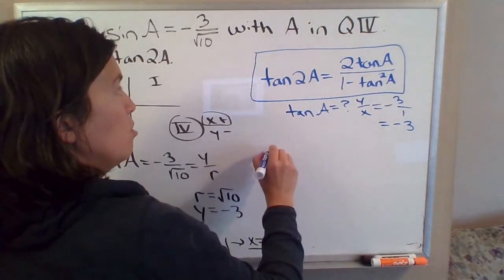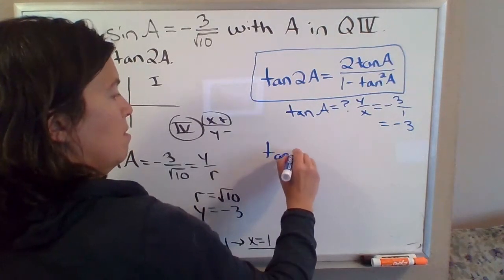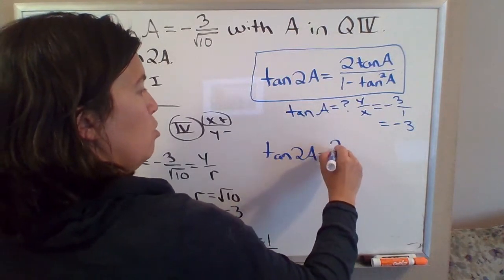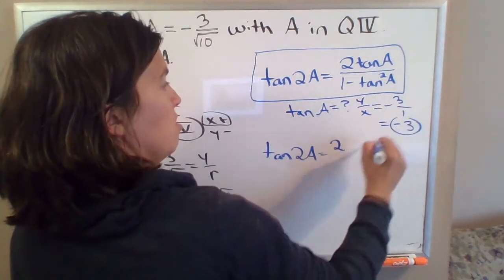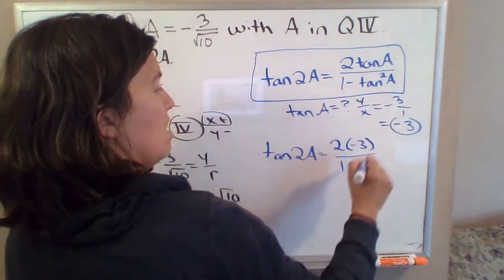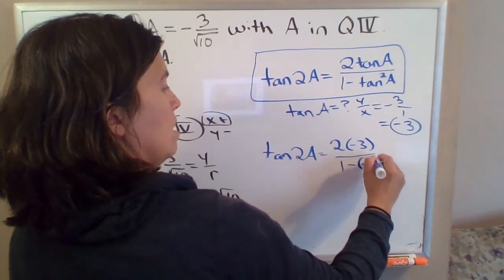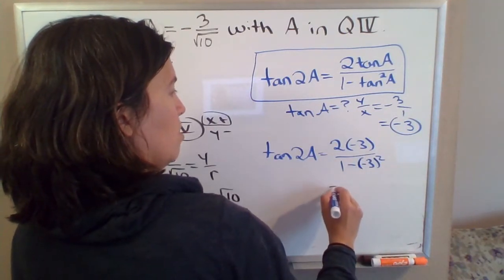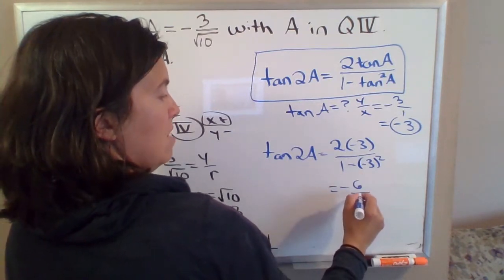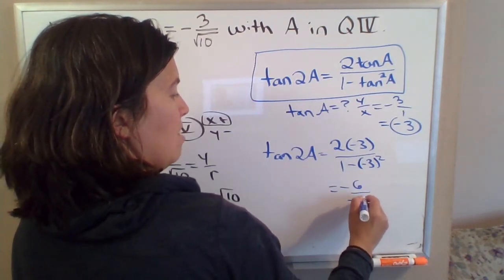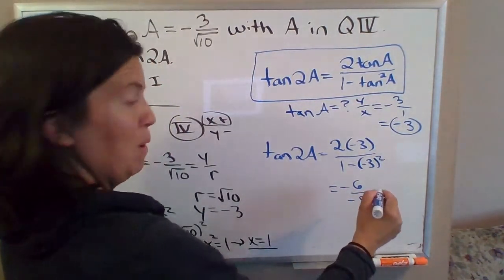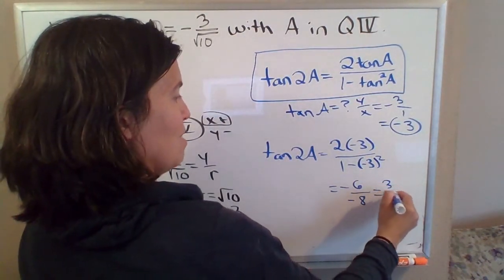So now we just plug into the formula. We want to find tangent of 2A. That's equal to 2 times tangent of A, which is -3, over 1 minus tangent of A, which is -3, squared. So this is -6 over 1 minus 9, so -8. So this will reduce to, dog might bark, I'm always warning you guys of that, 3 over 4.